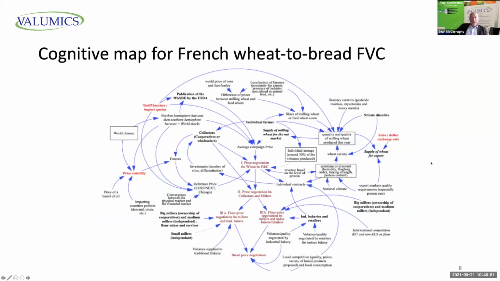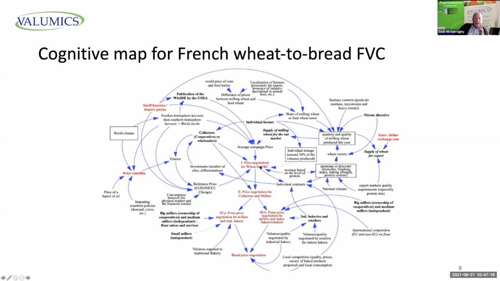So the first thing to do is identify what affects what. And this is captured in a cognitive map. Now, I'll just mention one or two things here. We're particularly interested in prices because they feed into margins, and that gives us a proxy for fairness. So for example, in the middle here, one, we have price negotiation for wheat between farmer and collector.